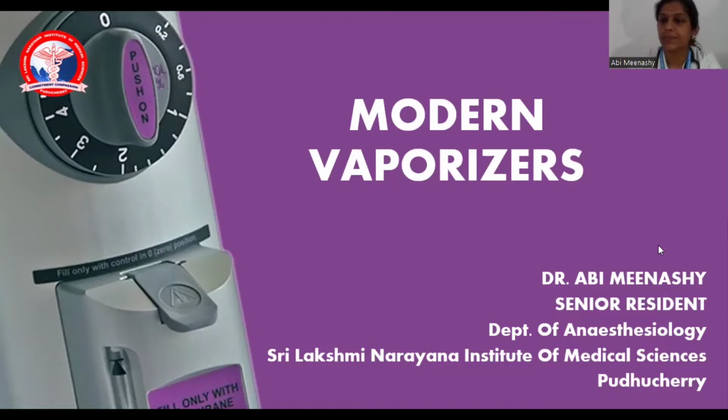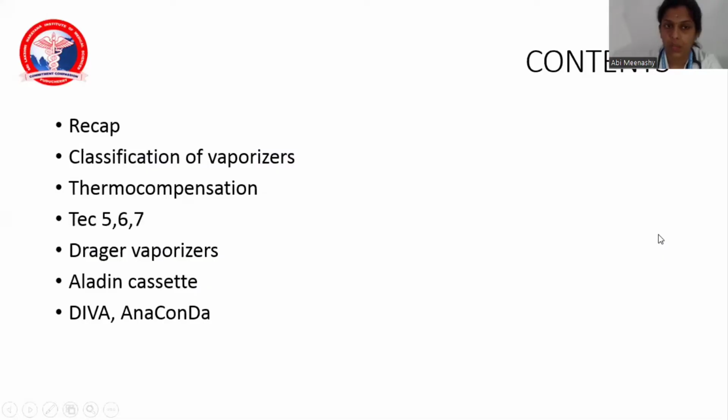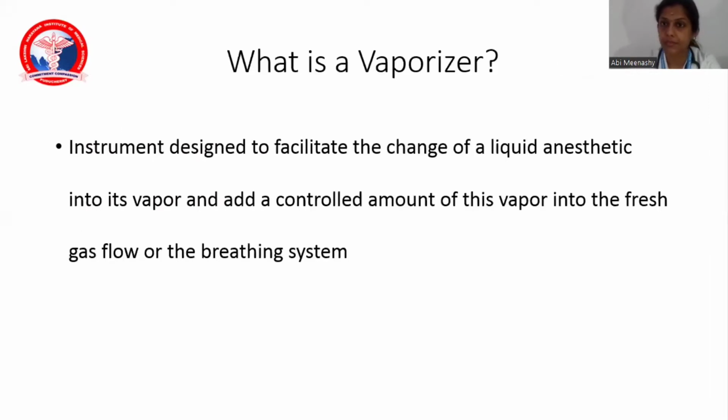Contents of this class. A quick recap of the previous class. Then we'll know about the classification of vaporizers and the method of classification. Thermocompensation we'll detail in depth. And Tec 5, Tec 6, Tec 7 vaporizers, Drager vaporizers, modern vaporizers like Aladdin Cassette, Diva, and Anaconda. And also we'll be describing the safety features of vaporizers.